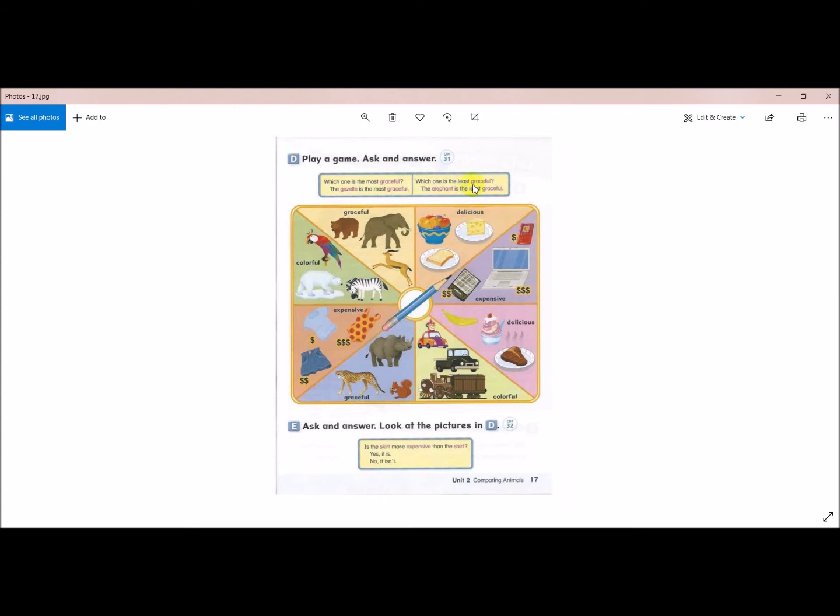And then which one is the least colorful? Which one is the least? 3 of them. The train. The train is the least colorful. Now you understand this. That is the way that we ask the question of comparing 3 things.